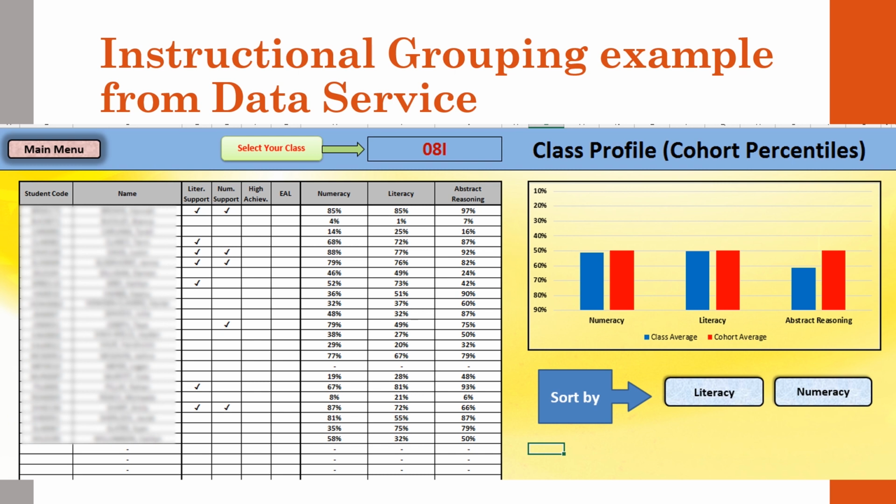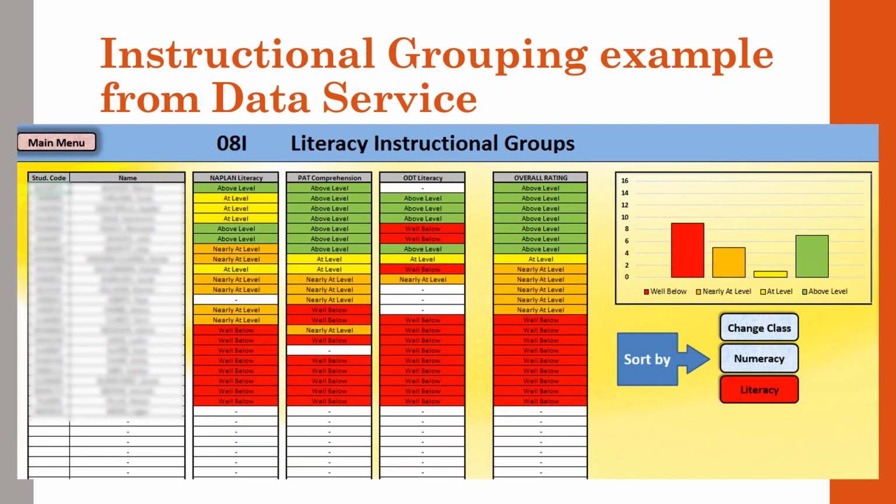If we have a look across to the right, we can also see the class average as compared to the cohort average for literacy and numeracy, and for our abstract reasoning test as well. But the key thing that we're going to do to form our instructional groups is click on the literacy button down the bottom right to sort the results by student literacy values. Let's see what that looks like. When we click that button, it will look something like this.